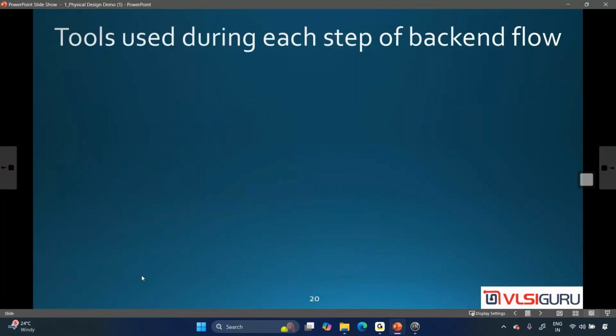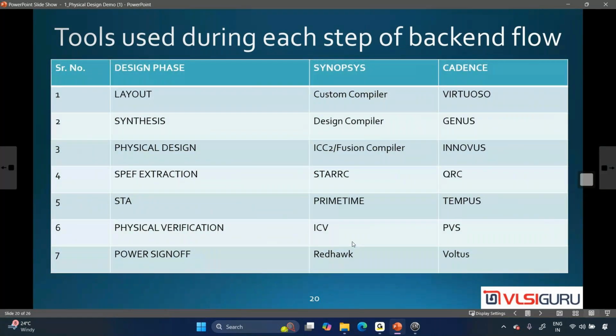Then what are the tools used? From Synopsys and Cadence. For synthesis, we use Design Compiler, and from Cadence Genus. Layout is a separate full custom design. For physical design, we use Fusion Compiler, and for Cadence, Innovus. For extraction, we use StarRC, and here we use QRC. For STA, we use PrimeTime, and they use Tempus. For physical verification, we use ICV, IC Validator, and Cadence uses Physical Verification System. For power sign off, we use RedHawk, and Cadence uses Voltus. This power sign off we are not doing by tool, only theory.